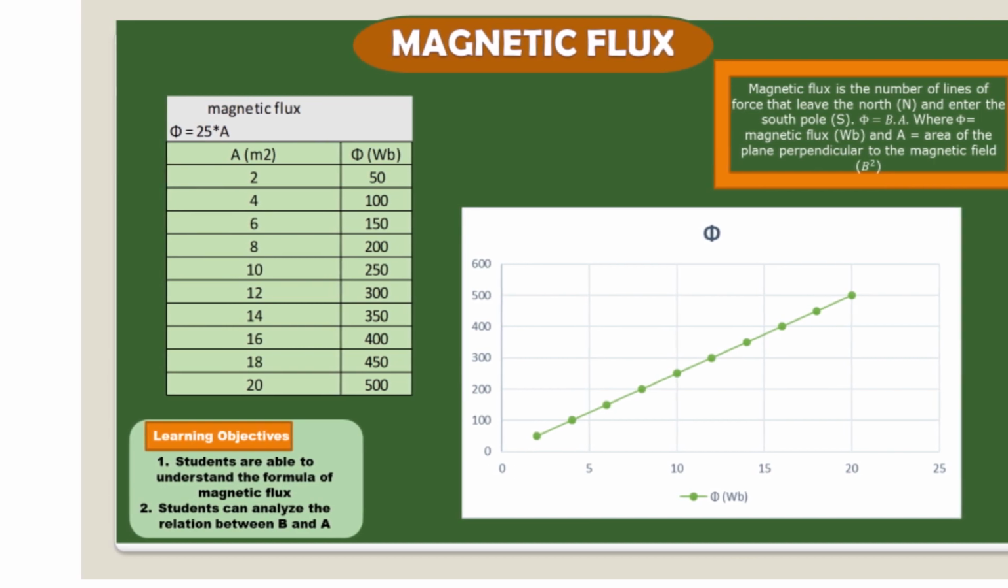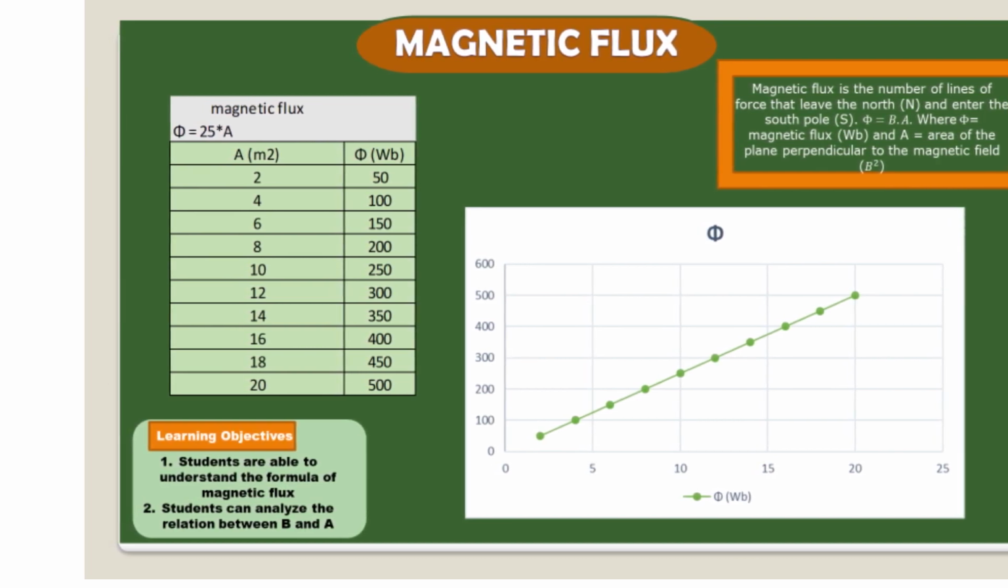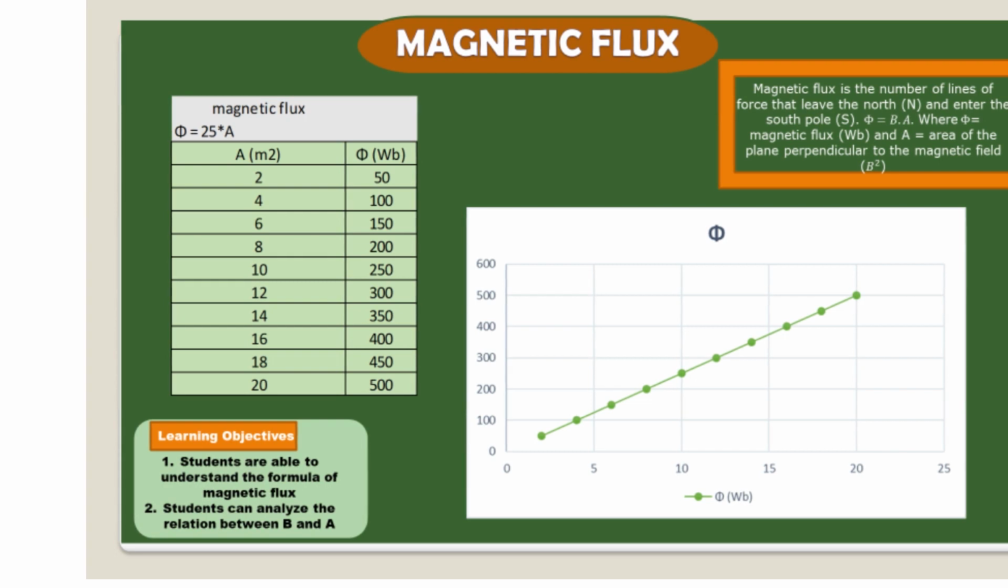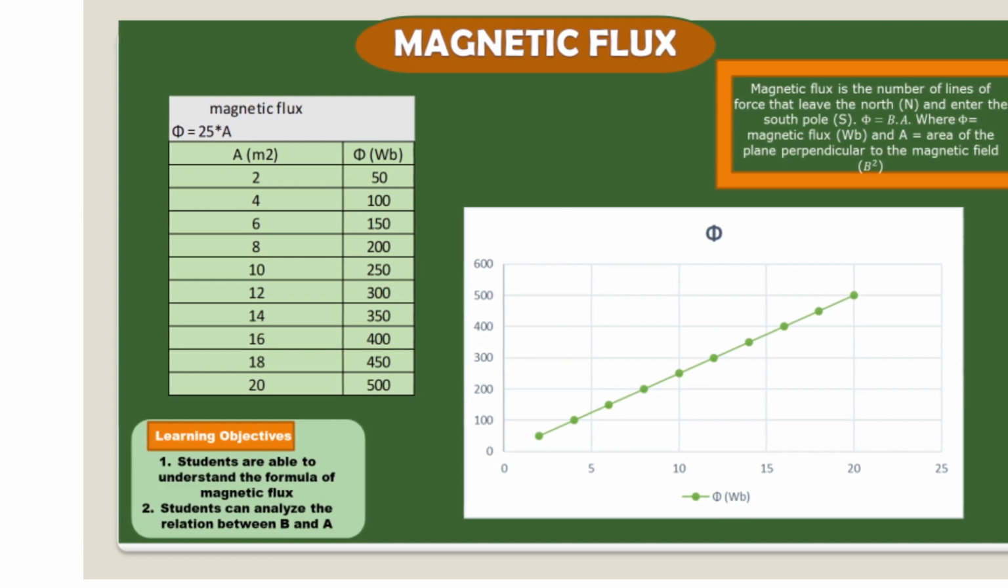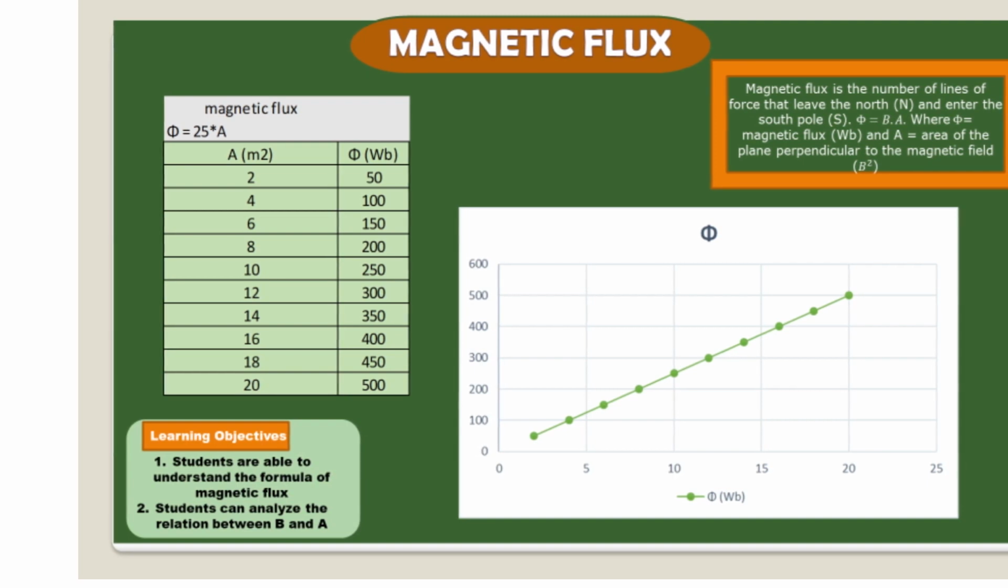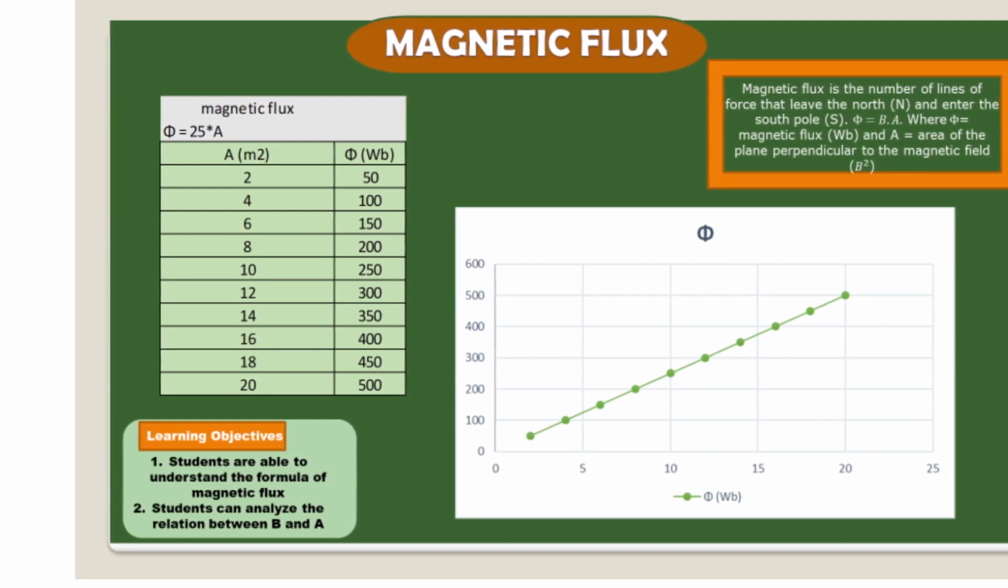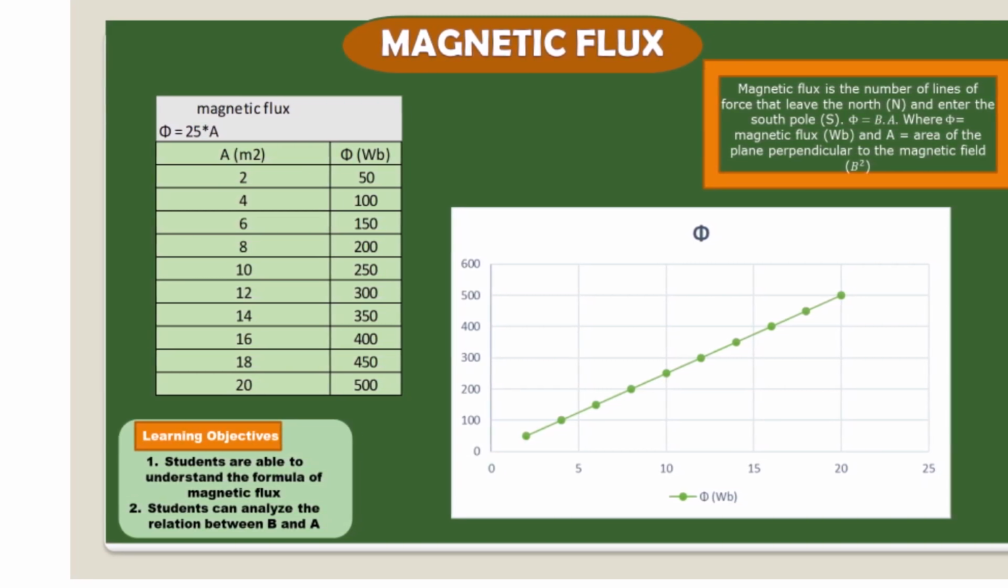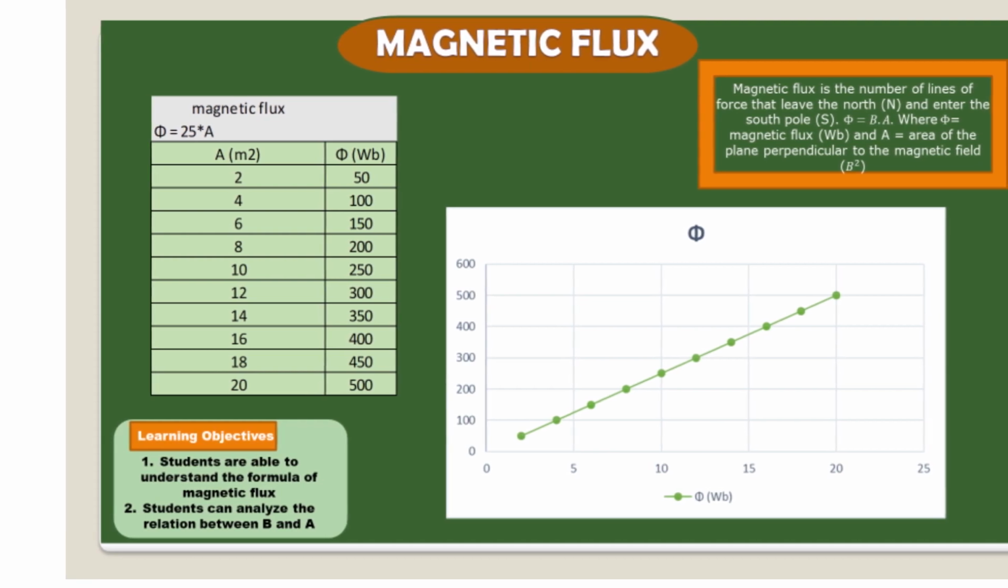Because the formula of magnetic flux is B times A, we assume the value of B, the magnetic field, is 25 Tesla, and the value of A, the cross-sectional area, is 2, 4, 6, 8, and so on, in steps of 2 up to 20 square meters. Therefore, we can get the result of magnetic flux.